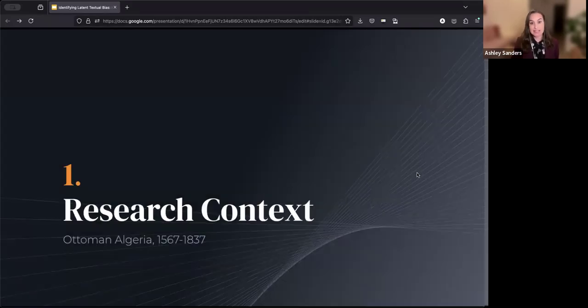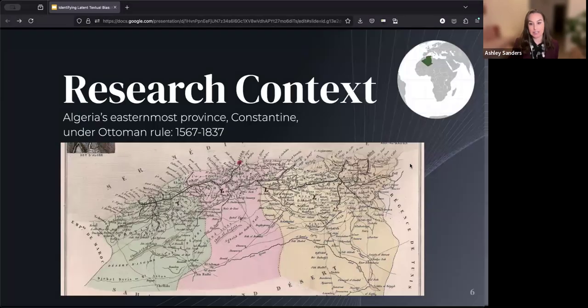The research context, as I mentioned, focuses on the history of Ottoman Algeria, prior to the French conquest in 1830. I'm specifically focusing on the eastern province of Constantine. Here on the screen, that's shown in this light yellow color on the right side. That's the province of Constantine, and it came under Ottoman rule in 1567, and it didn't fall to the French until 1837.